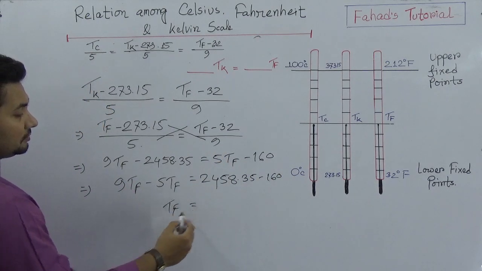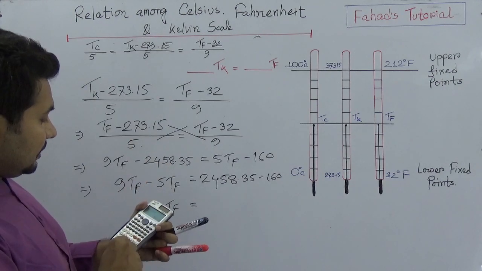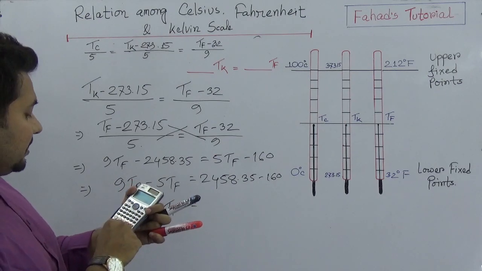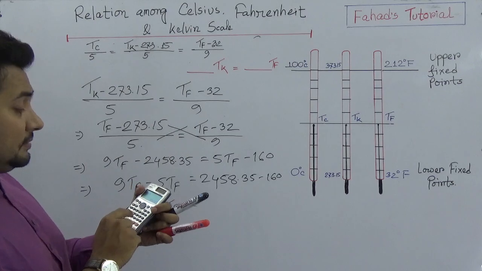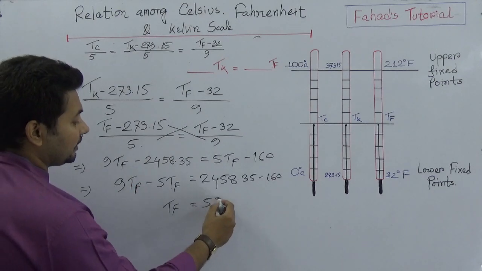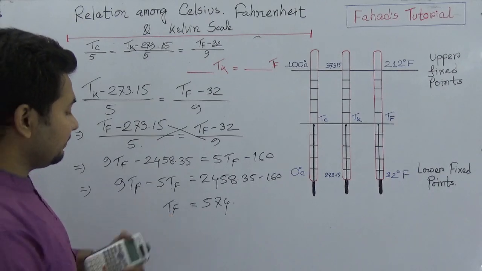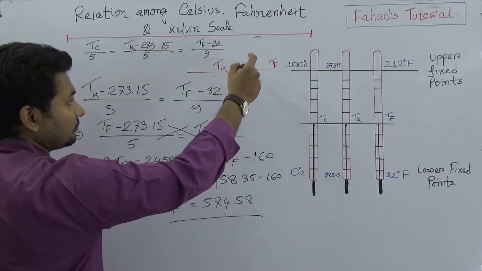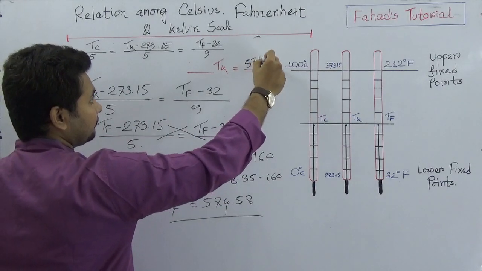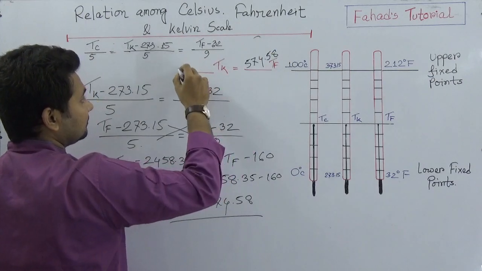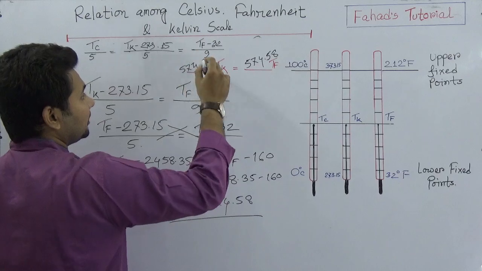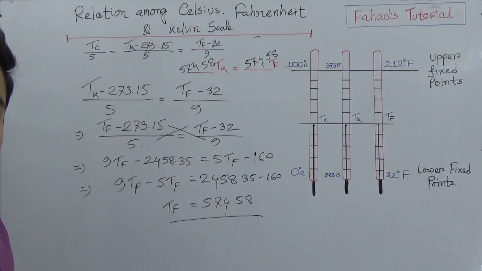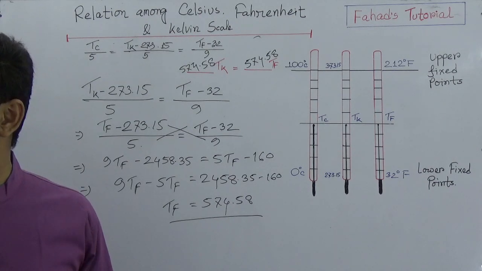So the Tf value would be, that is the value, 2458.35 minus 160, which should be divided by 4. And the answer is 574.58. So that is the value, the temperature in Fahrenheit. So 574.58 Fahrenheit is equal to 574.58 Kelvin. So I hope you understand. And there is nothing really critical.